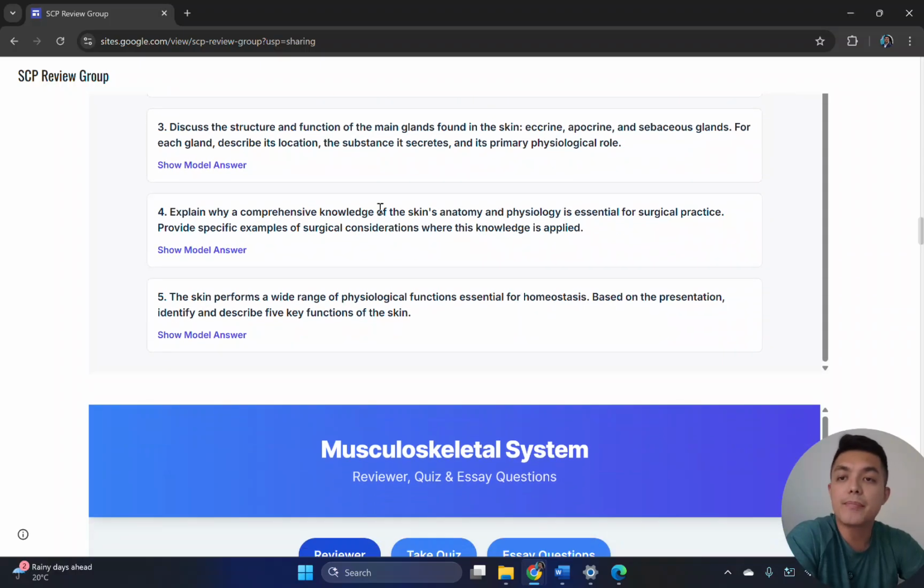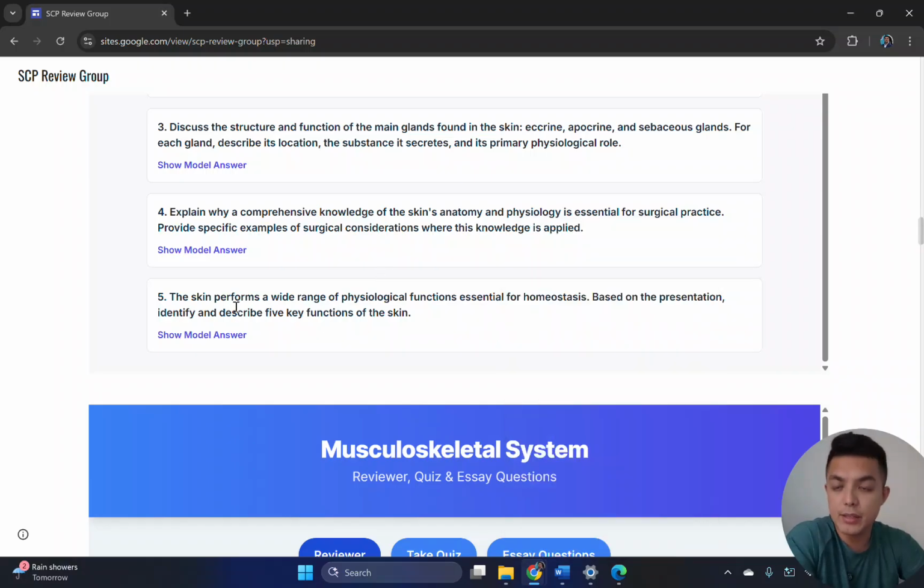And number 3, discuss the structure and function of the main glands found in the skin: the eccrine, apocrine, and sebaceous glands. For each gland, describe its location, the substance it secretes, and its primary physiological role. Number 4, explain why a comprehensive knowledge of the skin's anatomy and physiology is essential for surgical practice. Provide specific examples of surgical considerations where this knowledge is applied.